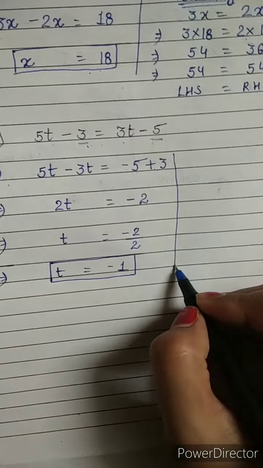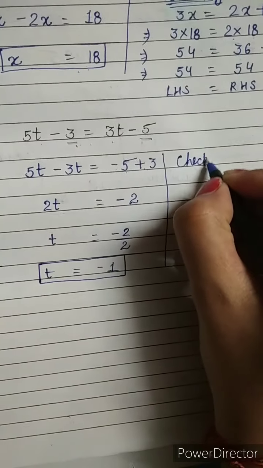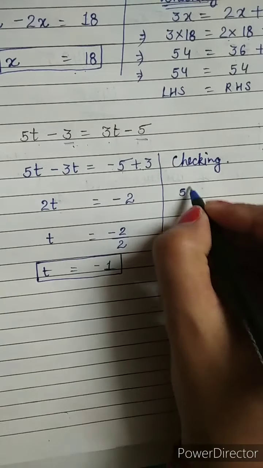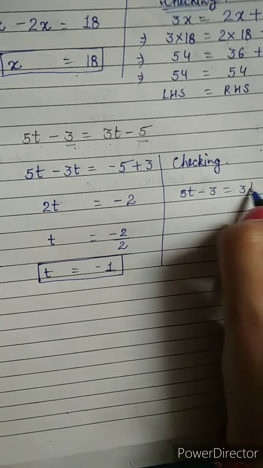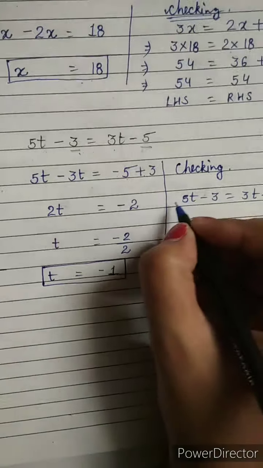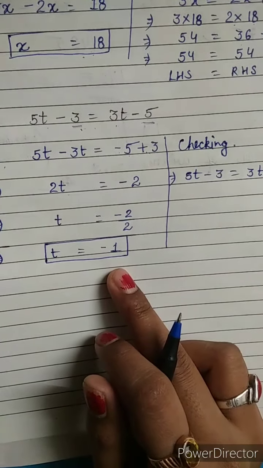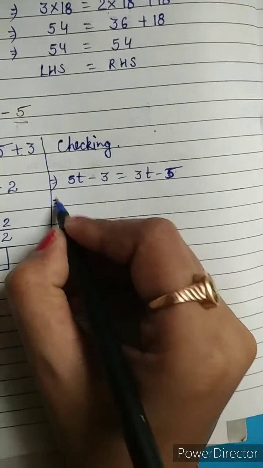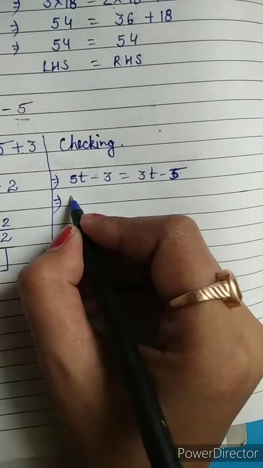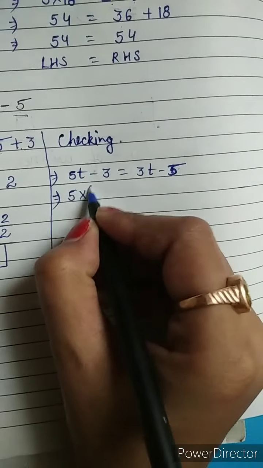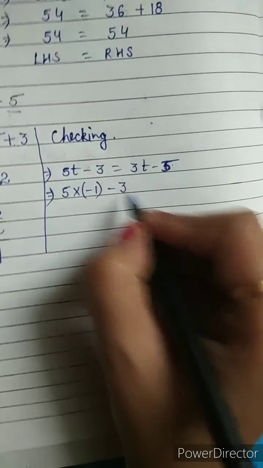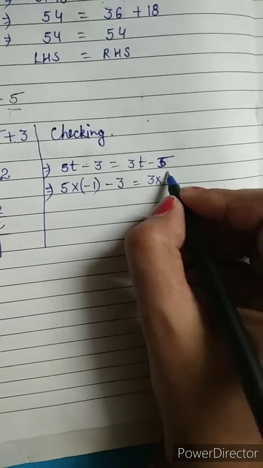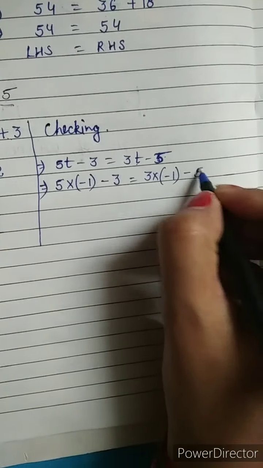Now one more thing we have to do: checking. For doing the checking, firstly we have to write the question the same as it is, and we took the value of t as minus 1. So in place of t we will put minus 1. Here 5 into t will come 5 into minus 1, minus 3 as it is, equal to 3 into t. So in place of t we will put minus 1, minus 5.